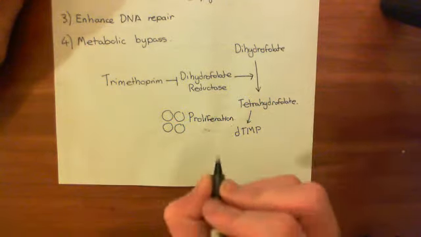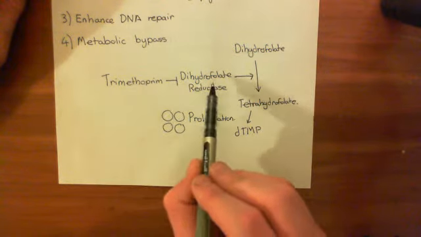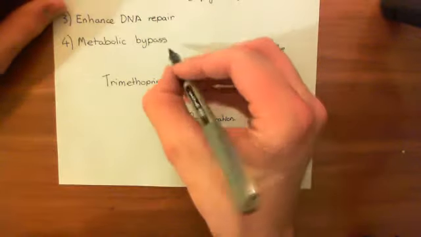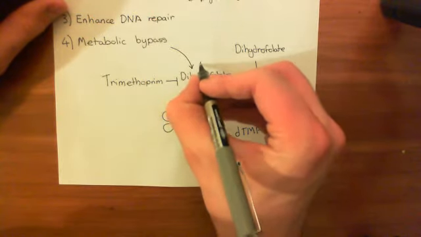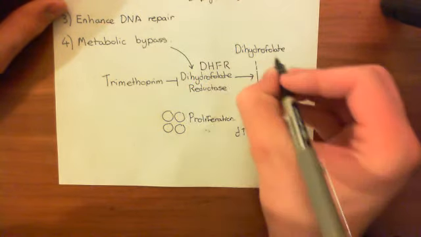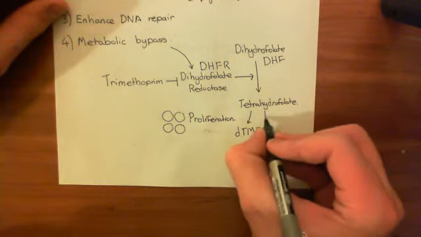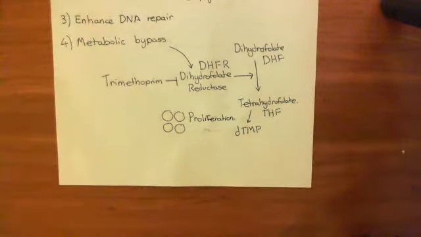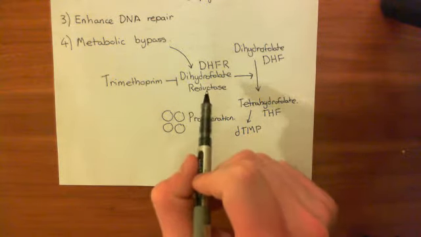Okay, but a way in which the bacteria can get around trimethoprim inhibiting this dihydrofolate reductase enzyme is to just increase the expression of dihydrofolate reductase. And by the way, dihydrofolate reductase is often abbreviated to DHFR, and of course dihydrofolate is often abbreviated to DHF, and then tetrahydrofolate is often abbreviated to THF. Okay, so what it can do is it can just upregulate this dihydrofolate reductase.